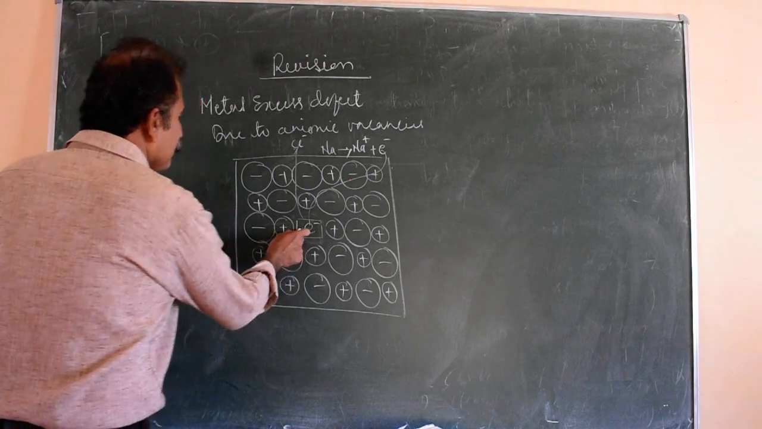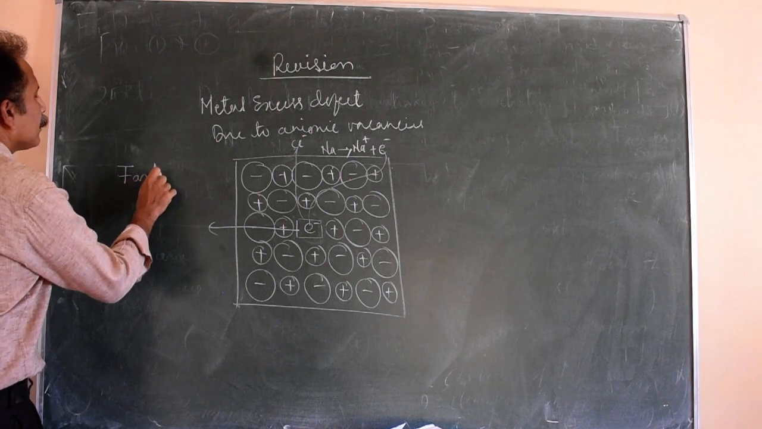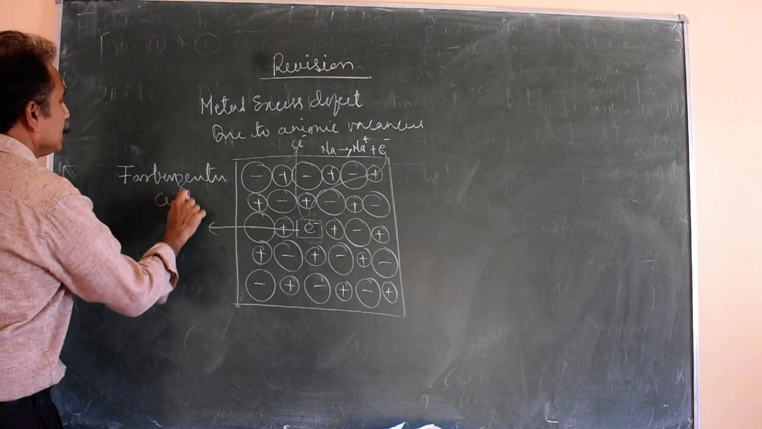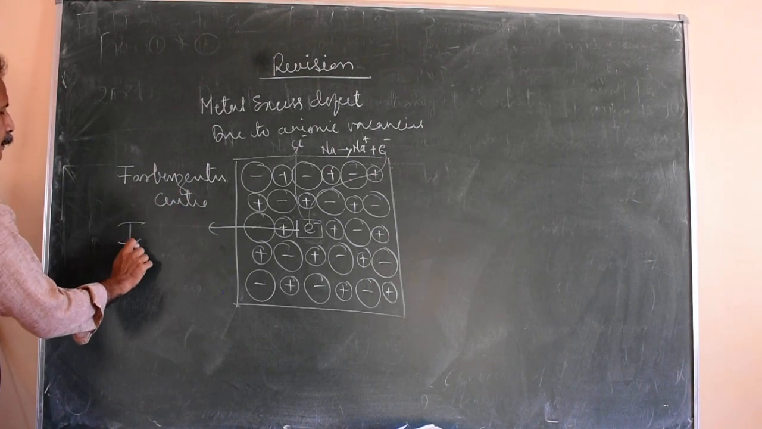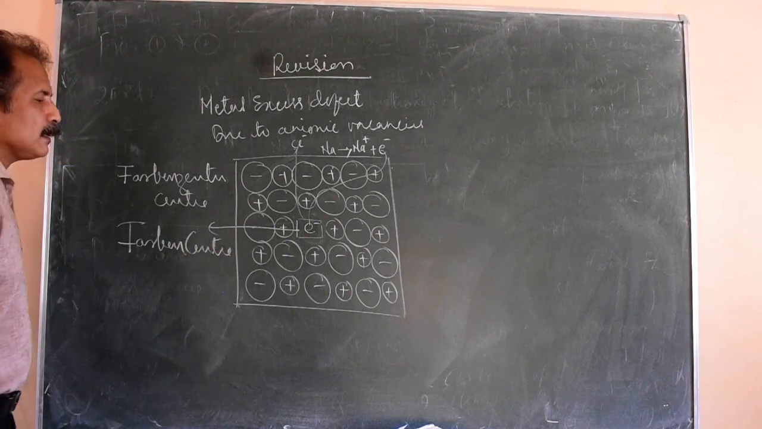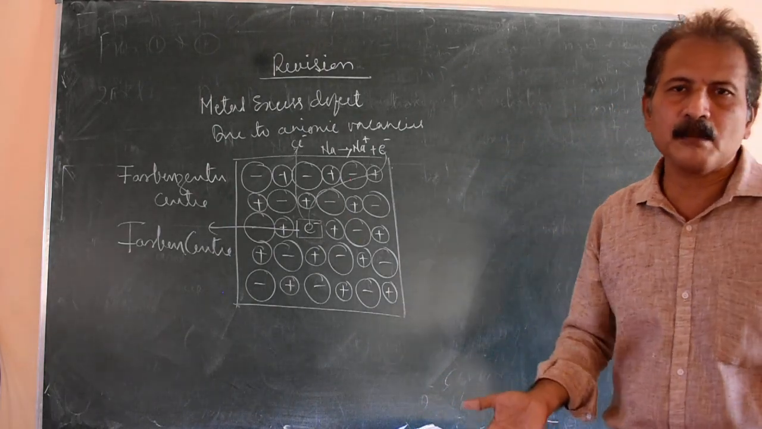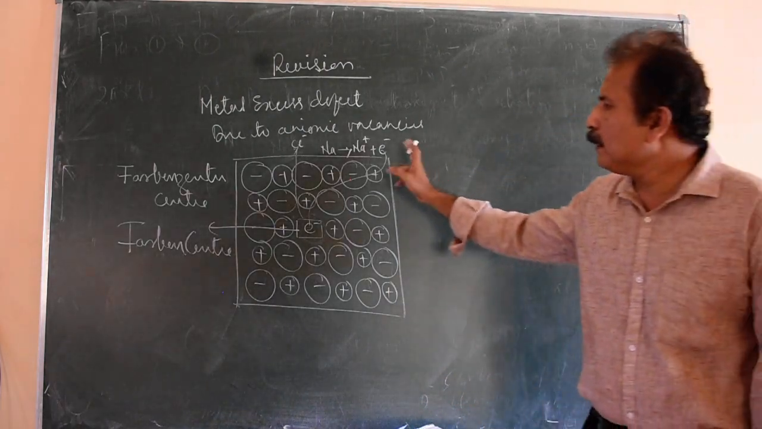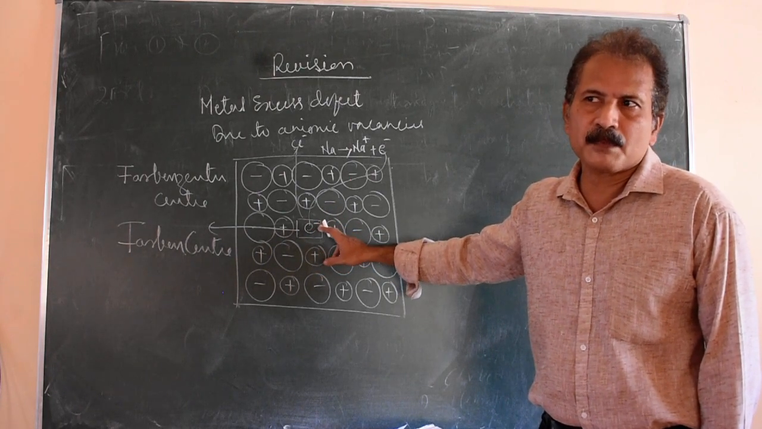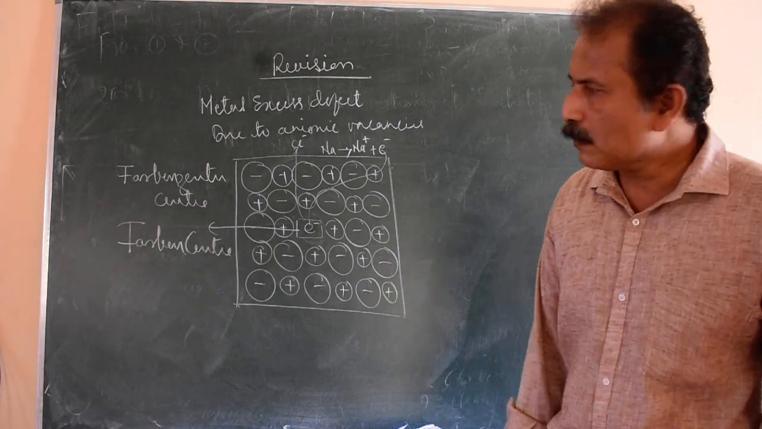Therefore, this particular site is called F-center or Farbe center site. So, it is nothing but the site that is vacated by Cl minus, occupied by the electron, and once this electron comes inside, it imparts color. Because of the presence of this electron here, it will impart color to the crystal.